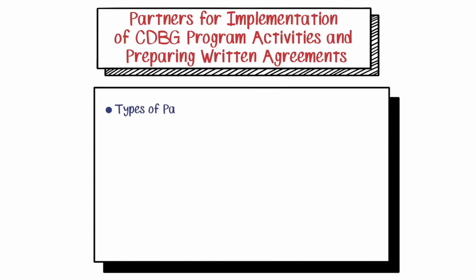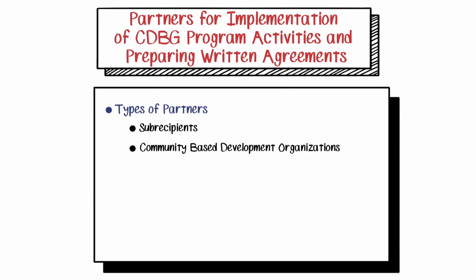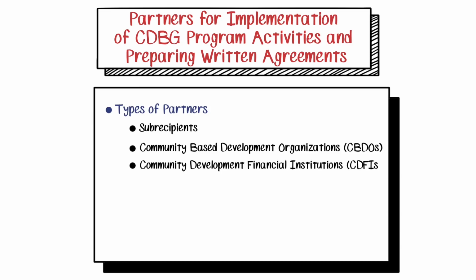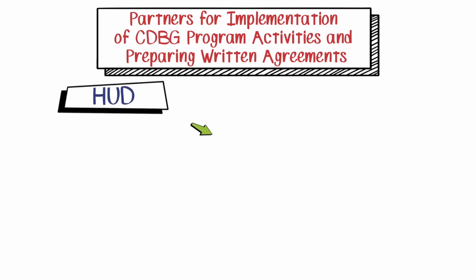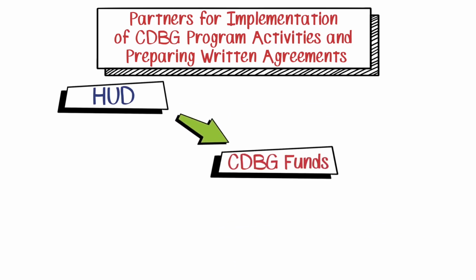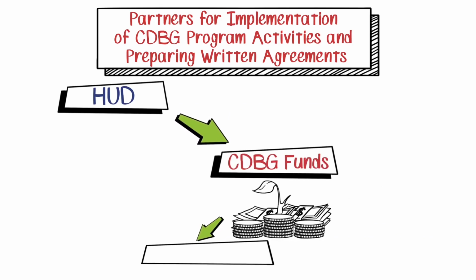In this session, we will touch on sub-recipients, community-based development organizations, CBDOs, community development financial institutions, CDFIs, developers, and contractors. Then, we will learn more about the requirements for written agreements to be used with each type of partner that is discussed. HUD allocates CDBG funds to entitlement grantees and to states.